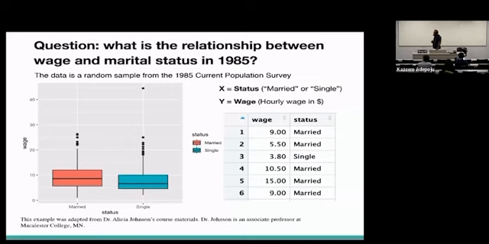Has anybody seen a box plot before? Okay, you've all seen that, right? Now, why do I have two box plots? I got two box plots because the nature of the independent variable is categorical. I'm going to have a box plot for married, and I'm also going to have a box plot for single. So take a look at that.